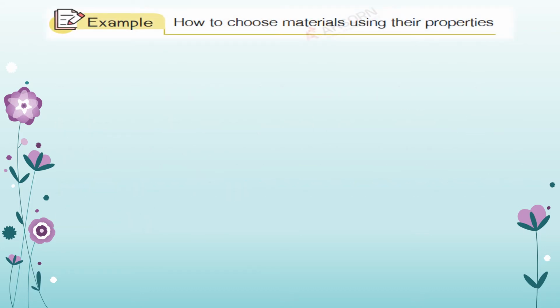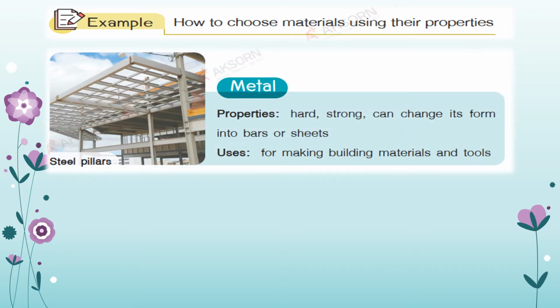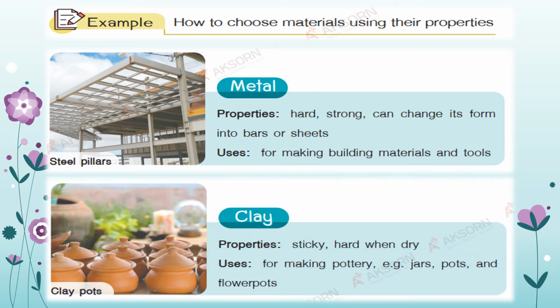Okay, next, how to choose materials using their properties. The first one is metal, steel pillars. Properties: it is hard, strong, and can change its form into bars or sheets. The uses of metal are for making building materials and tools. If you make a house or a building, you need to put metal so it helps to be strong.